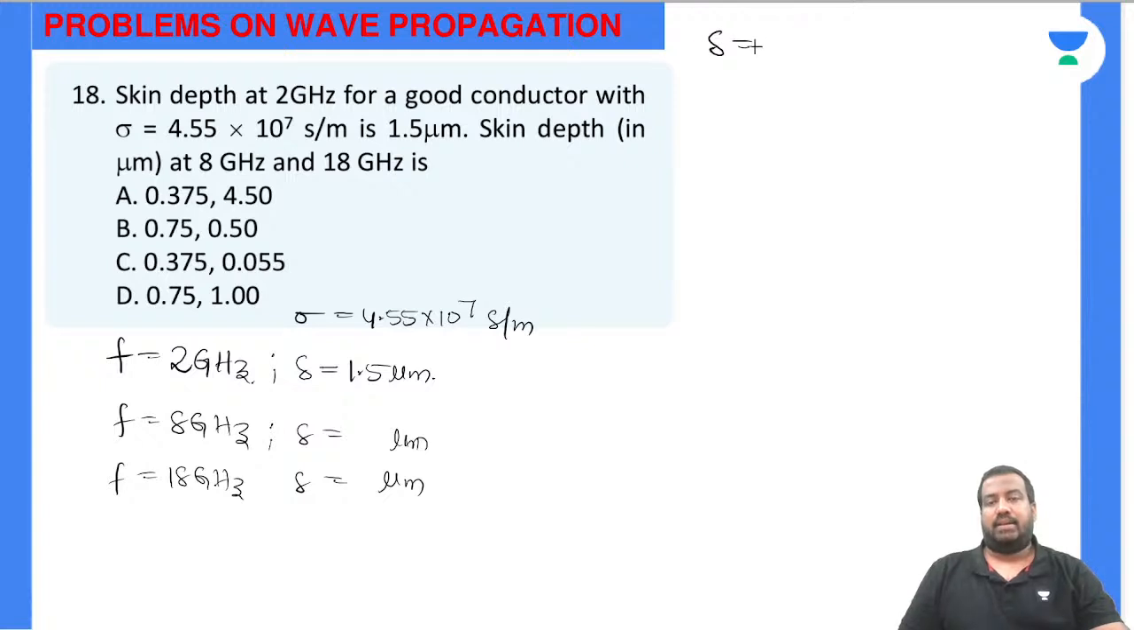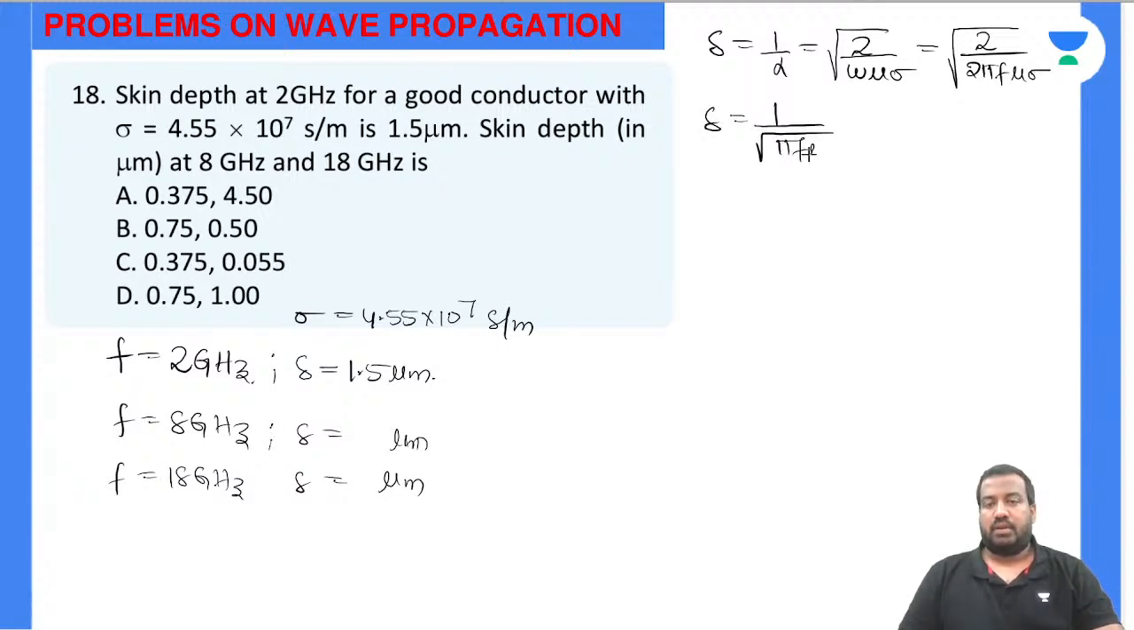You know delta is 1 by alpha, which is under root of 2 by omega mu sigma, that is under root of 2 by 2 pi f mu sigma. Delta is 1 by under root of pi f mu sigma, so delta is proportional to 1 by under root f.